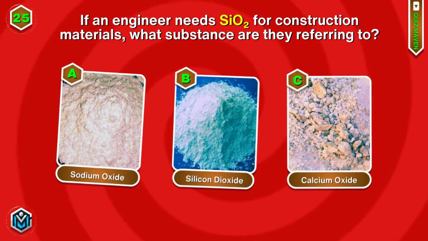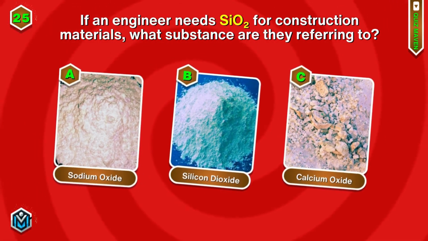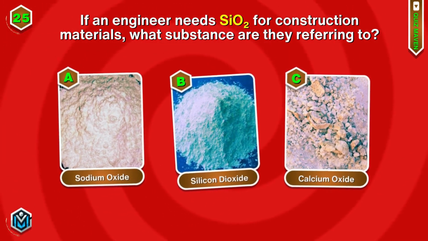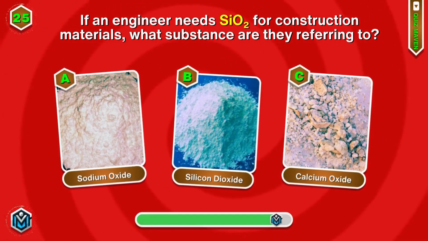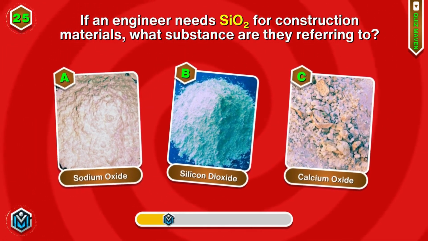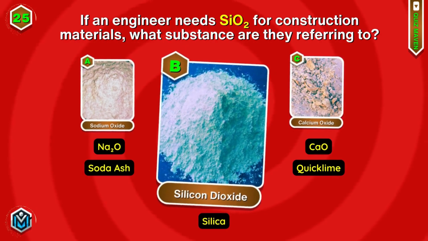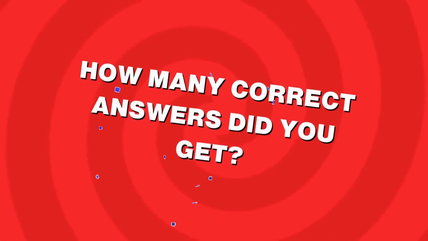If an engineer needs SiO2 for construction materials, what substance are they referring to? Sodium oxide, silicon dioxide, or calcium oxide? Silicon dioxide.